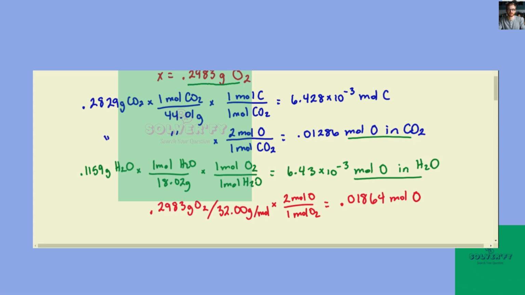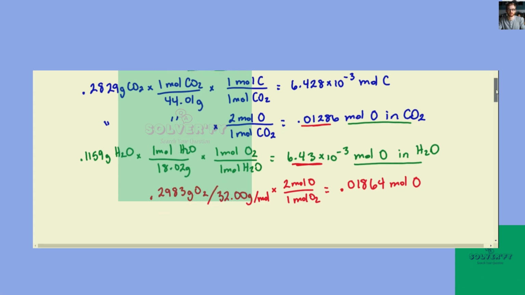The numbers in blue here and green here are the values on my product side. So if I add these two values in blue and green together, I can subtract out the moles of oxygen in red, and it will tell me how much oxygen is in that CHO compound. So that's what I'm going to do next. We'll switch it to black.